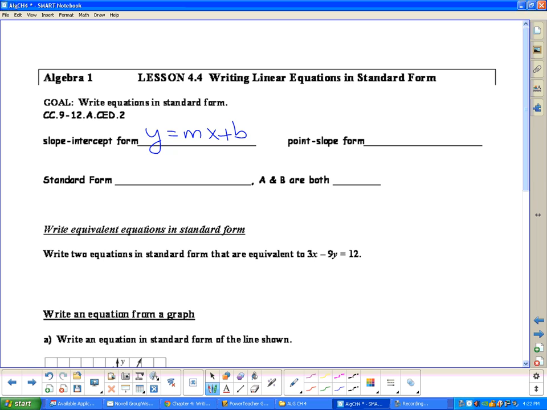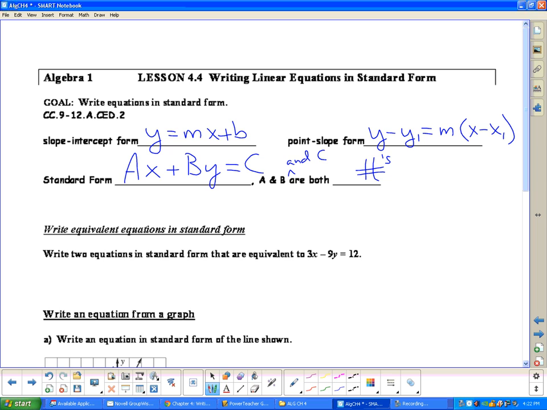The next one we did is point-slope form, which is written as y minus y1, where y1 is some number, and then equals m times x minus x1, where x1 is some number as well. Today we're talking about standard form, and that's going to be written as ax plus by equals c. And that's where a, b, and c are all numbers. A and B are coefficients, but all three of those, A, B, and C, are numbers.